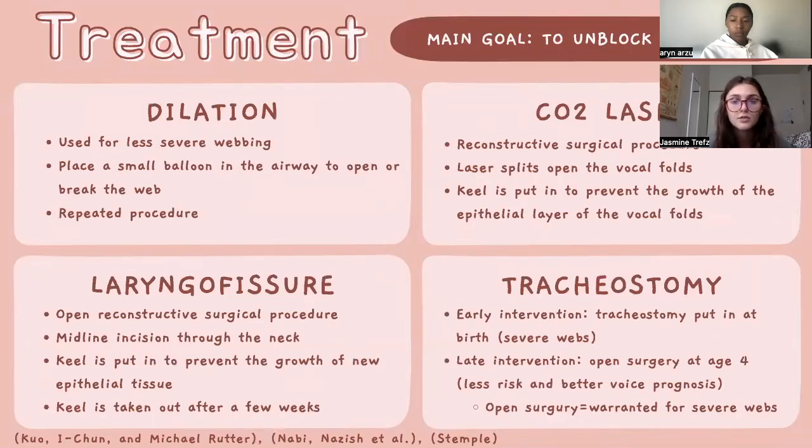gear more towards using a CO2 laser to reconstruct the vocal folds. So after splitting open the vocal folds with the laser, the surgeon will put a stent or keel in to prevent the reoccurrence of webbing from post-operative tissue scarring. Using a laser is less invasive than an open surgery, and this may be only recommended to individuals who have mild webs. A surgeon may also recommend an open surgical approach to expand the airway.